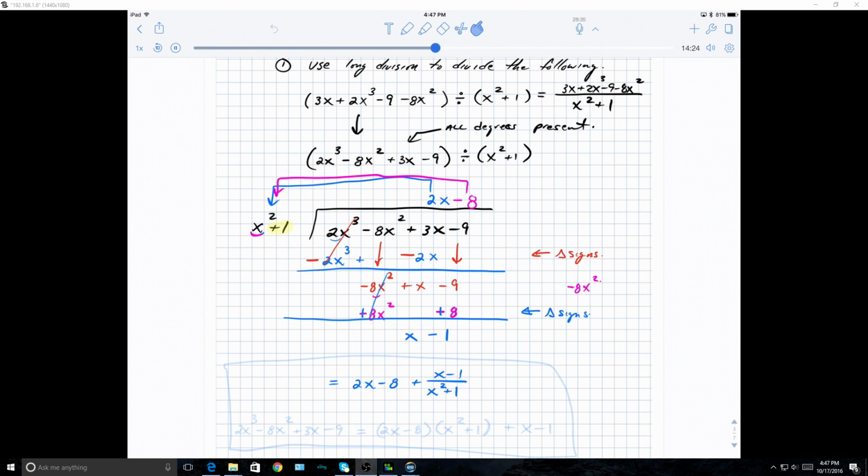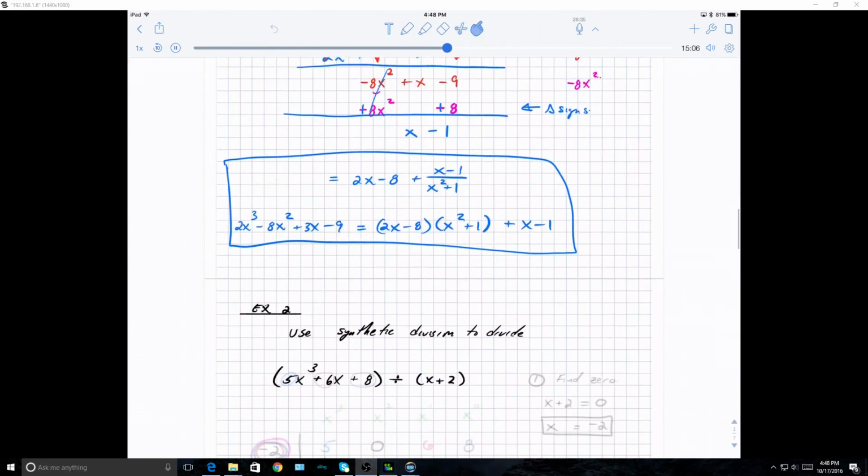Now, also we could write this as, that's the whole mechanism. If we actually write it as 2x cubed minus 8x squared plus 3x minus 9, all of that would be equal to the 2x minus 8 times the x squared plus 1 plus x minus 1. So all of those are ways of representing that long division.